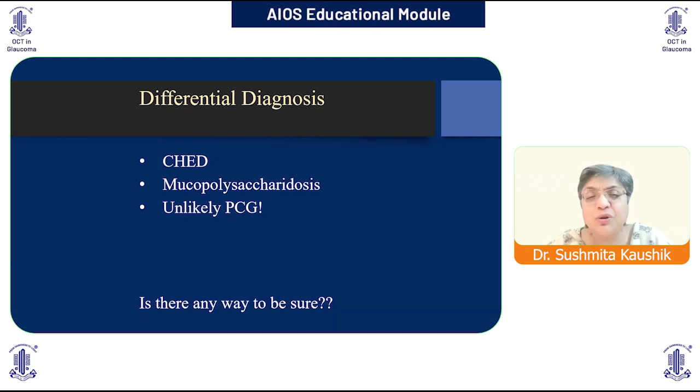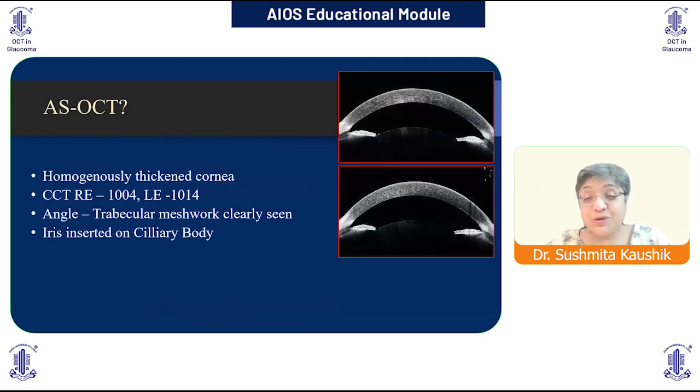But is there any way to be sure? AS-OCT, can it tell us? So what it showed us with that flying baby is a homogeneously thickened cornea with a CCT of 1004 and 1014, which is huge. It's more than double that of most adult corneas. But in the angle, the trabecular meshwork is clearly seen. So how beautiful it is.